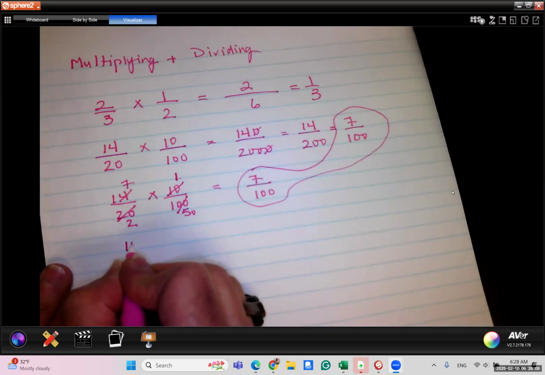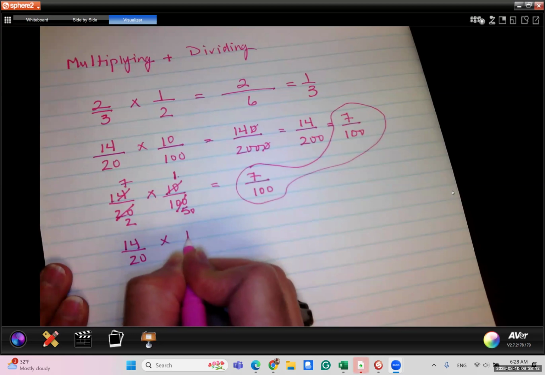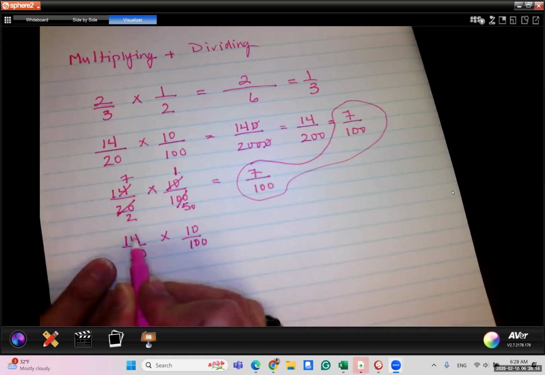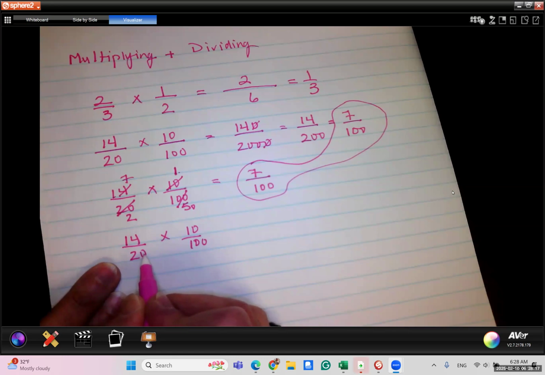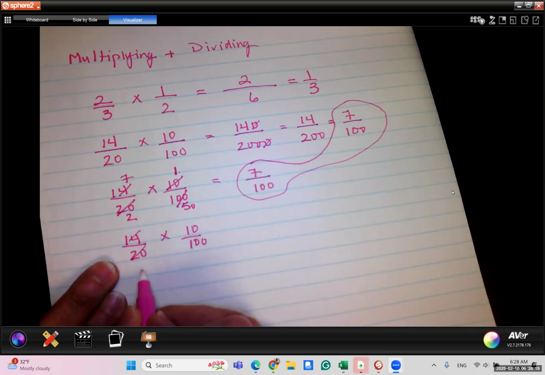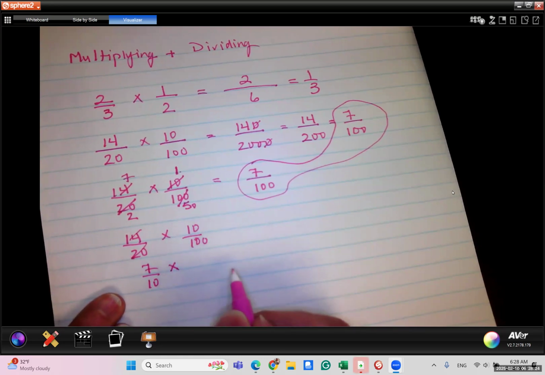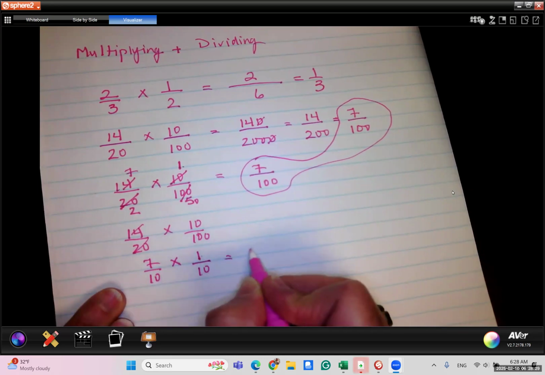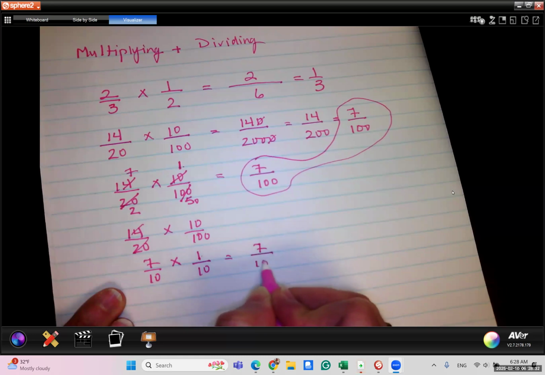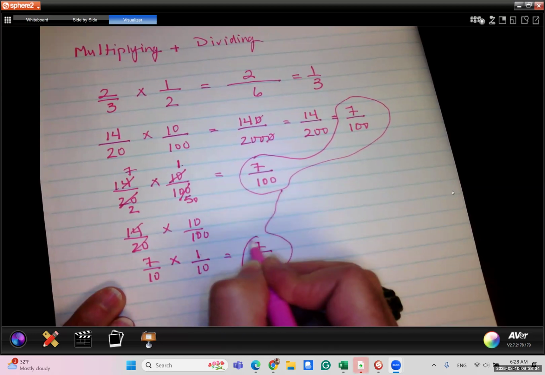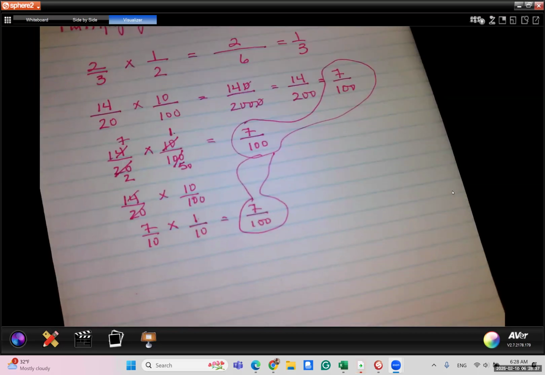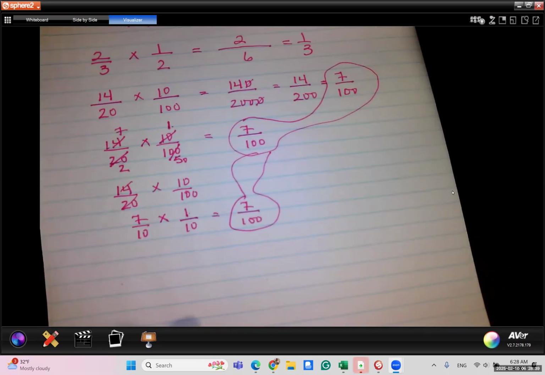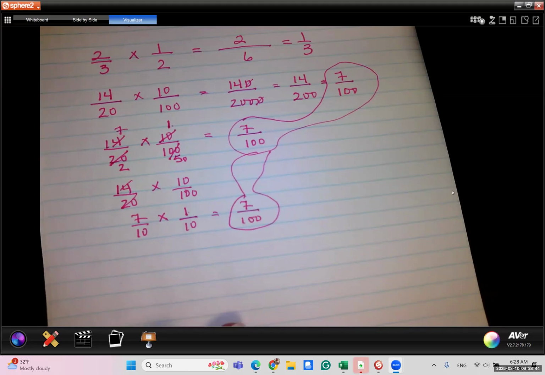So for example, I could have done this. Same fraction again. I could have realized that both 14 and 20 are divisible by 2 and changed this into 7 over 10. And I could have recognized that 10 and 100 are both divisible by 10, which would have given me 1 over 10. And then 7 times 1 is 7. 10 times 10 is 100, which gives me the same number again. So that's possible in multiplication. This does not apply to addition and subtraction, or division. This is for multiplication.